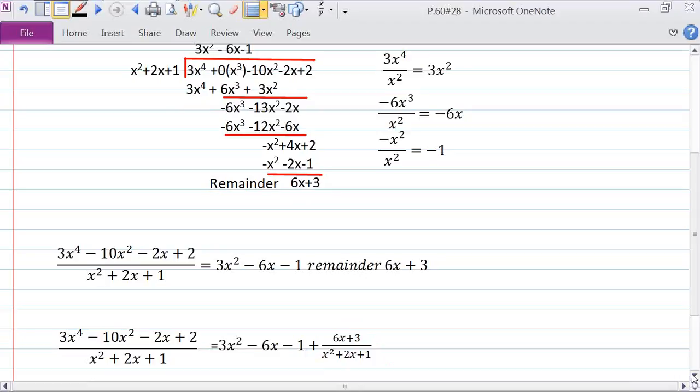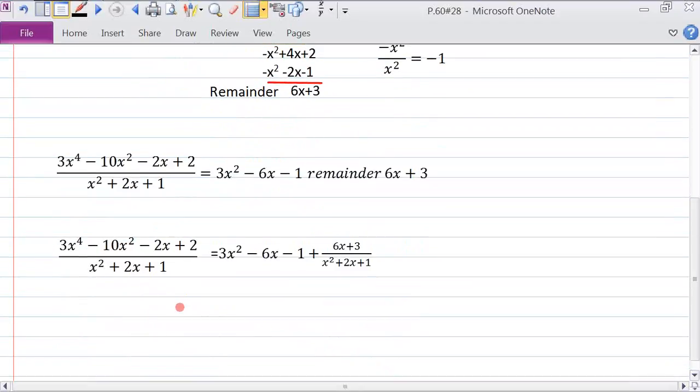So we could check this, and you can do it on your own. We could check the answer, multiply both sides by x squared plus 2x plus 1. If we multiply the left of this by that, and then we multiply the right of this by that, and simplify it.